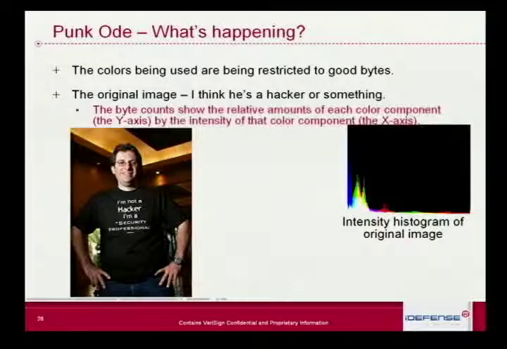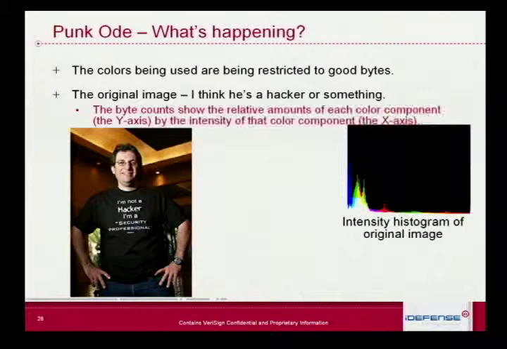So to further illustrate it, here's another picture of some guy that we found. I guess he's a hacker. And this first image is just a regular JPEG image. But on the right-hand side is an intensity histogram, and on the y-axis we have the relative amounts of each color component, and on the x-axis we have the intensity of the color components.